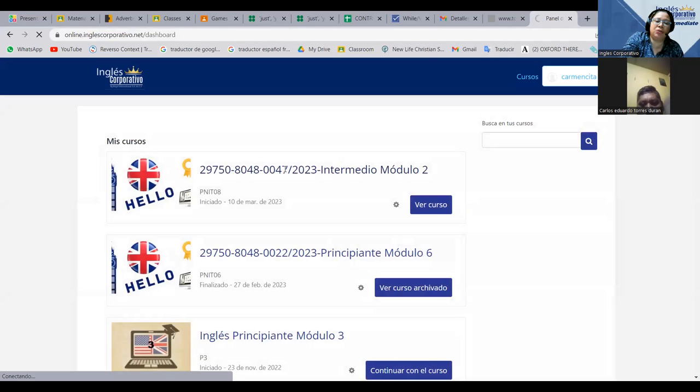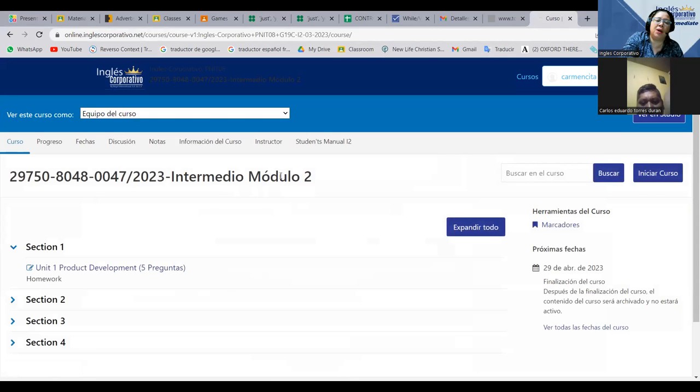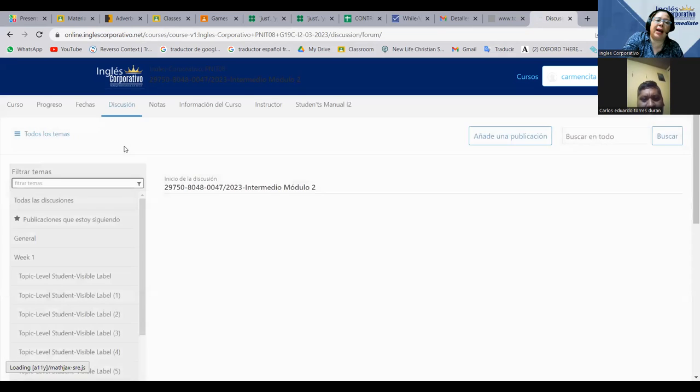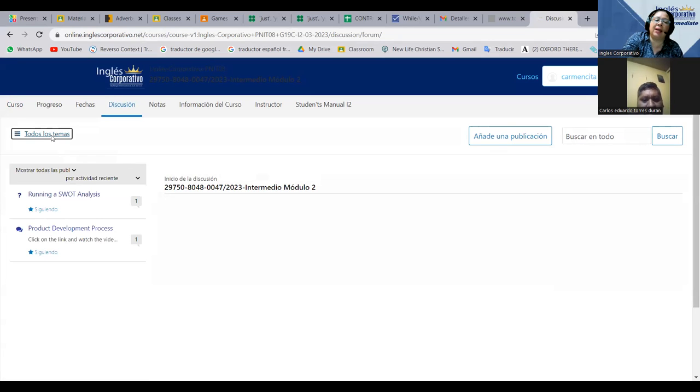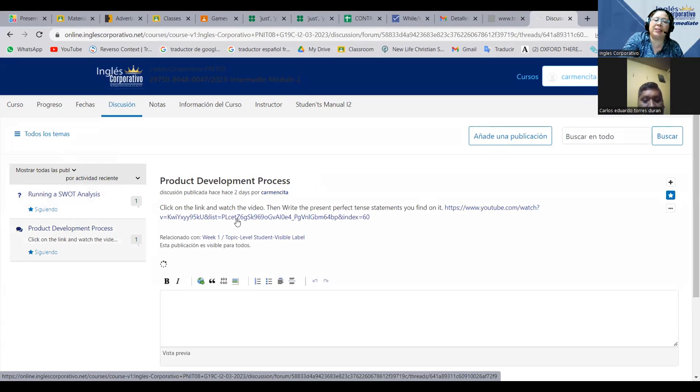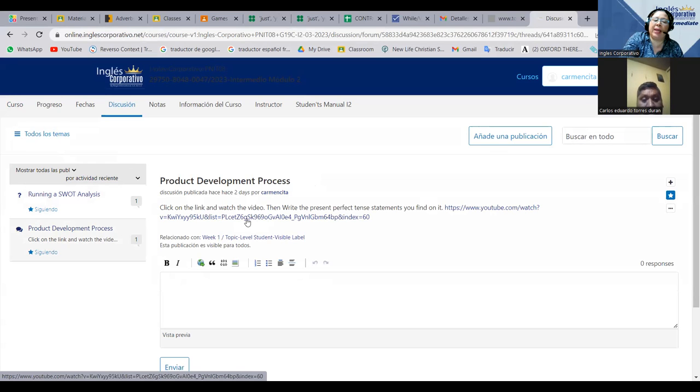Okay, you access the intermediate module too. And then here, do you see here we have the discussion? Okay, discussion label. So you access there, and here it says todos los temas, all the topics. You click on it, and you are going to find this. The first one is running a SWOT analysis, and this is the product development process activity that you can participate in. Here we have a video.